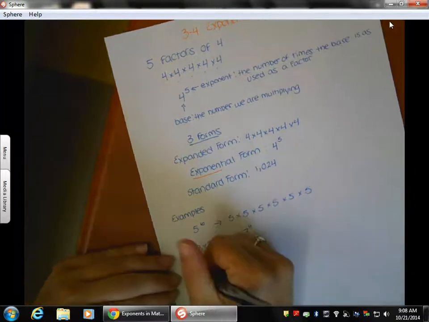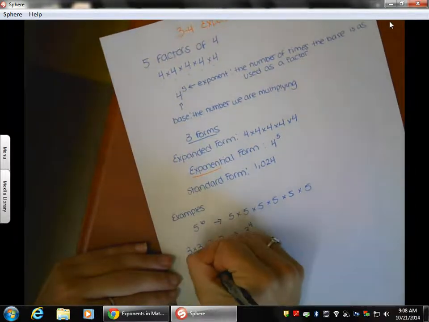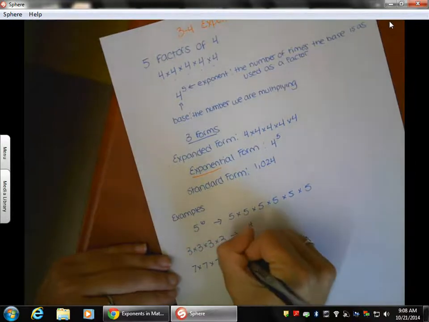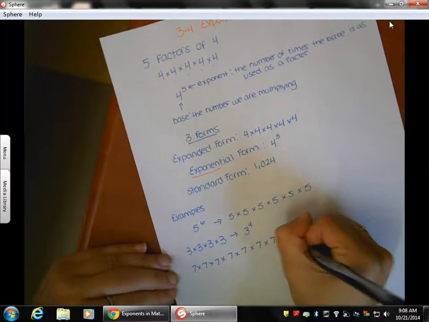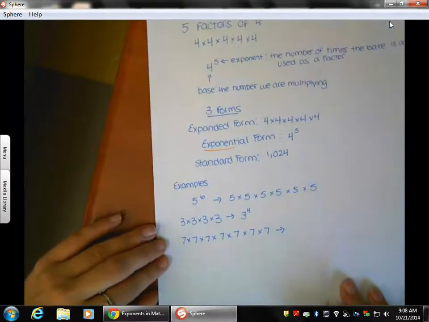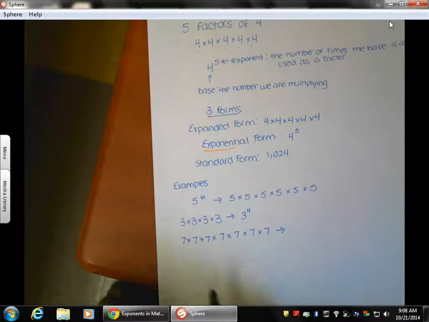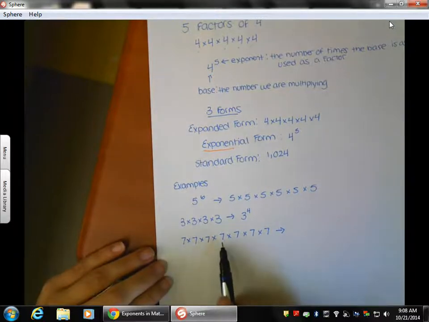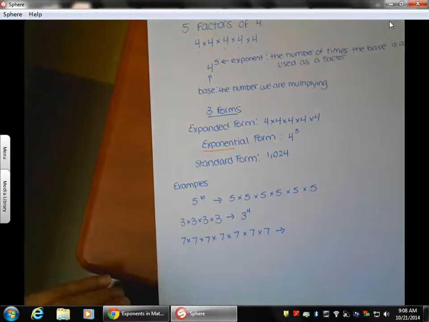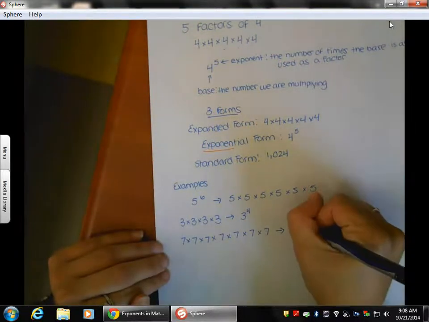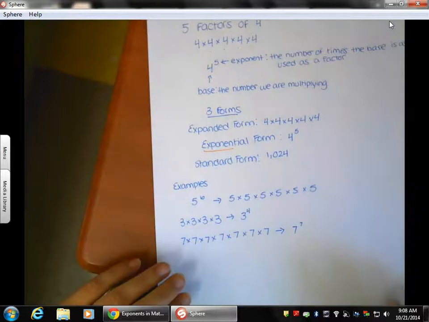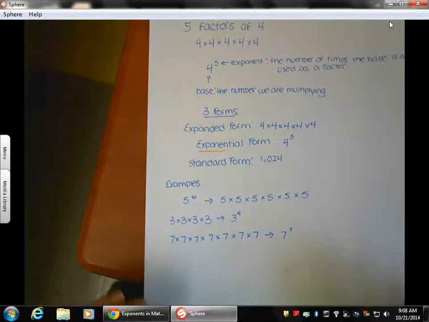Okay, do one more. 7 times 7 times 7 times 7 times 7 times 7 times 7. Okay, this is expanded once again because it's very long and drawn out. So we count 1, 2, 3, 4, 5, 6, 7. Okay, so 7 is our base because that's our repeating number. But we also multiplied it 7 times. Okay, so that is how we go from one form to the other.